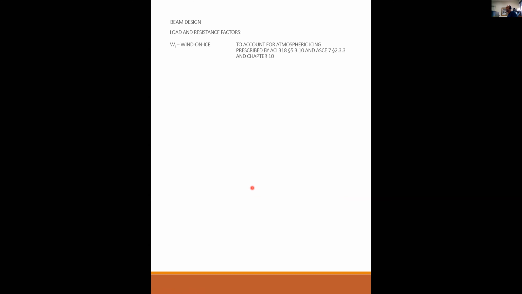And wind on ice, talk about obscure. This accounts for atmospheric icing, prescribed by ACI 318-5.3.10 and ASCE 7-23.3 in chapter 10. This is kind of a weird one, but you can get an atmospheric condition where it's below freezing, but there's moisture in the air. And so just like a crystal starts with a seed, you could have ice starting on trees or on power lines, on the eave of your roof, stuff like that. And as the ice starts building, it's like a seed, it keeps growing. And so you start getting these massive formations of ice all over the place.